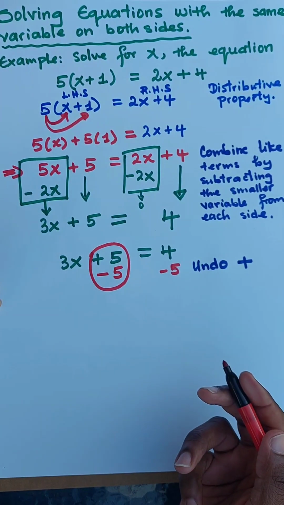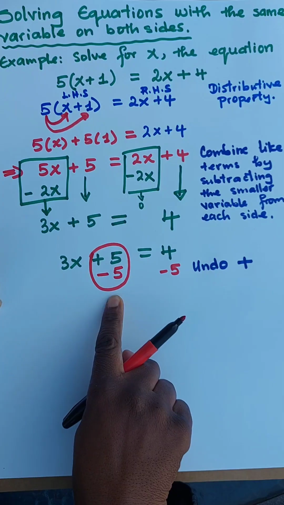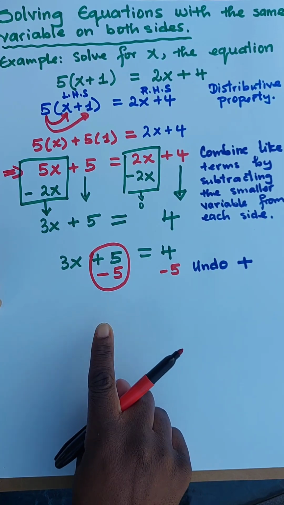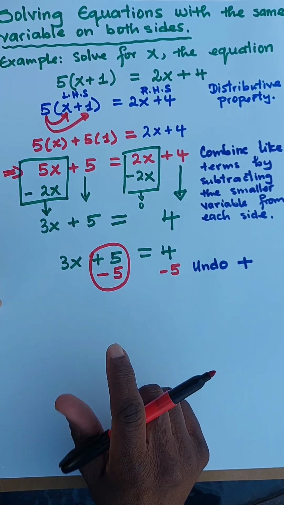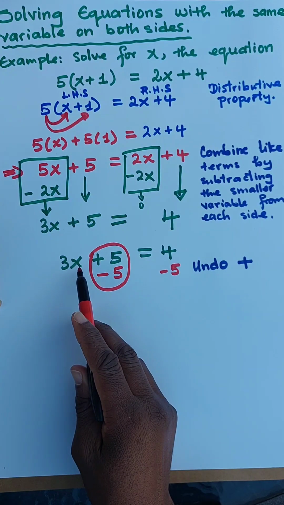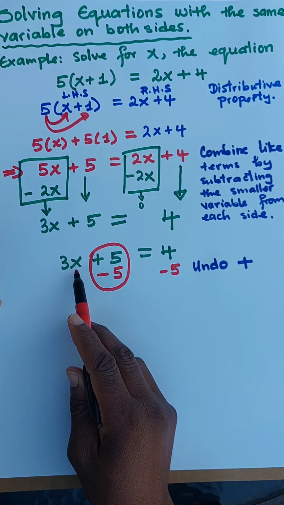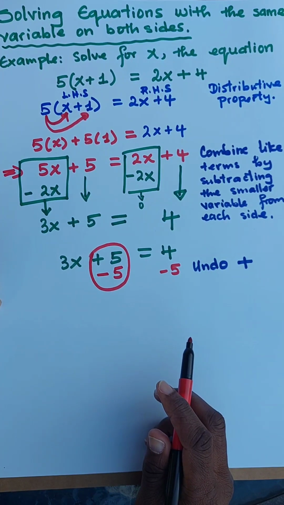5 minus 5 is 0. So we no longer have 5 on the left-hand side, because solving the equation means continue to remove all the terms that are on the same side with x until x stays on this side by itself. That is the meaning of solving the equation. In that way, we will find the actual or the true value of x.